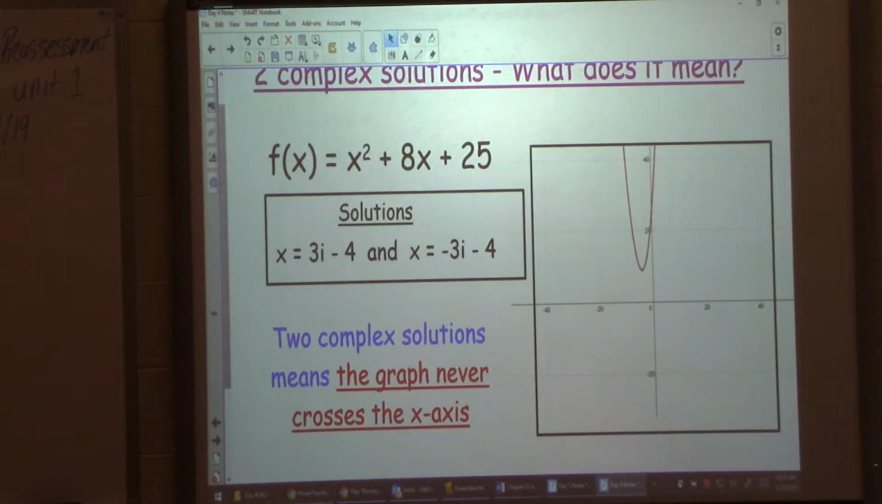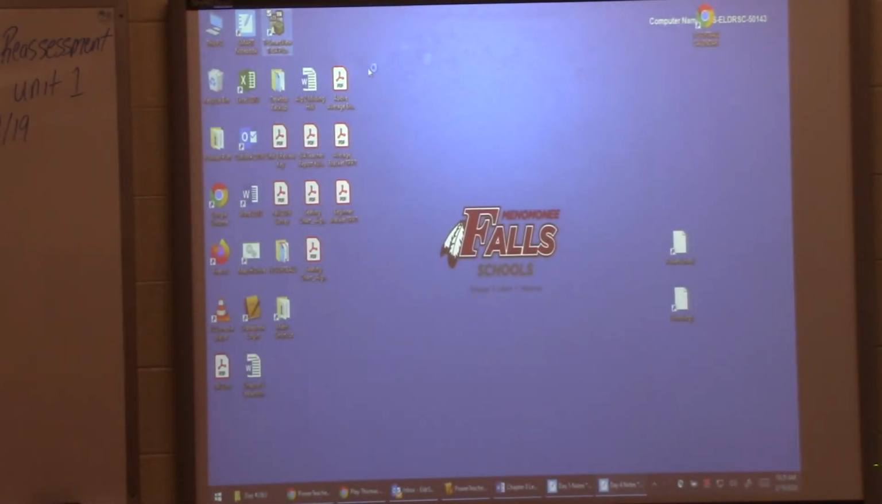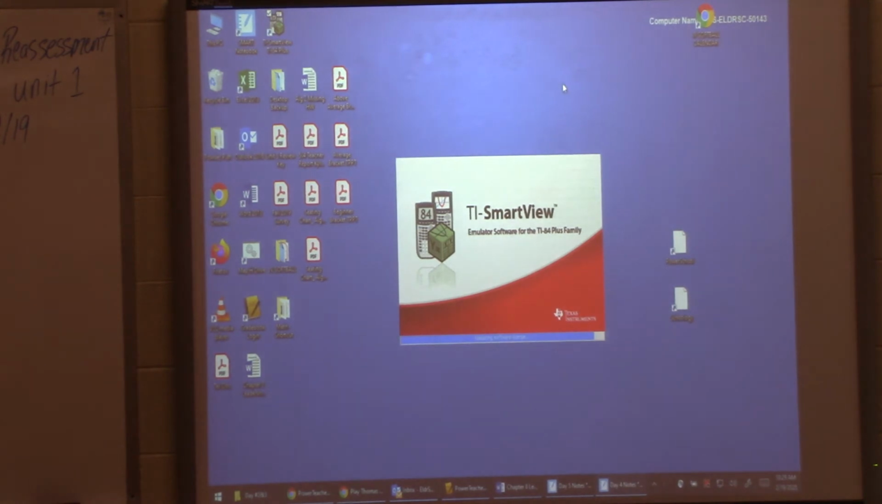So what we're going to do is pull out our graphing calculators. We're going to punch in some equations to see what type of solutions we're going to get. So, I'm going to pull mine up as well.